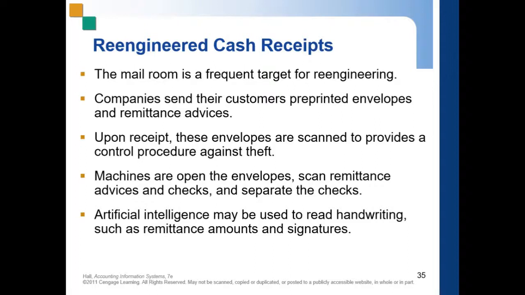So, mo na siya ka na mga highly technology dependent gyud kayo ang nasa to ang engineering cash receipts, specifically sa ato ang mga mailroom.